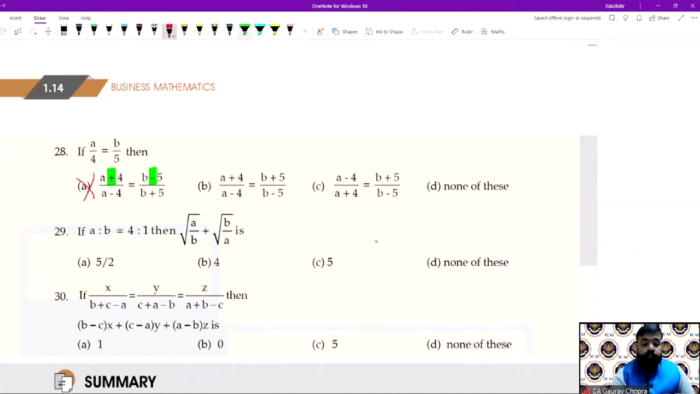So it is incorrect. Then in option B, we can see positive, positive, negative, negative. So A plus 4 upon A minus 4, B plus 5 upon B minus 5. So this is clearly componendo and dividendo. Now the third one is not componendo and dividendo because it is minus and plus, plus and minus. So this is also incorrect. So the correct option will be B. All right.